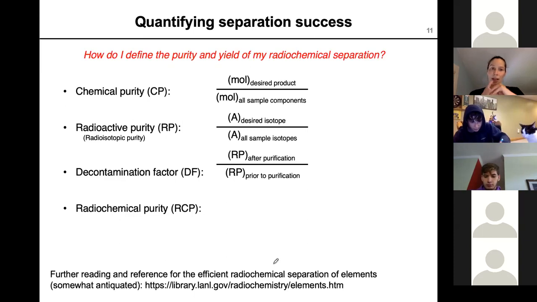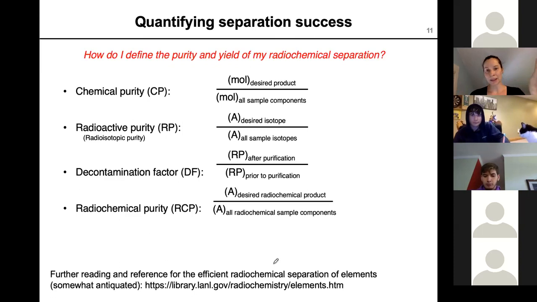Now the radiochemical purity, in contrast to the radioactive purity, is the activity of your desired radiochemical product divided by the activity of all radiochemical sample components. All of these values are of course important when you try to make a very clean radiochemical sample.